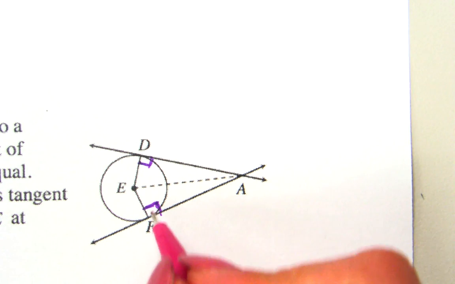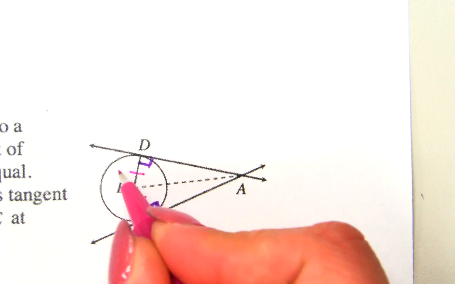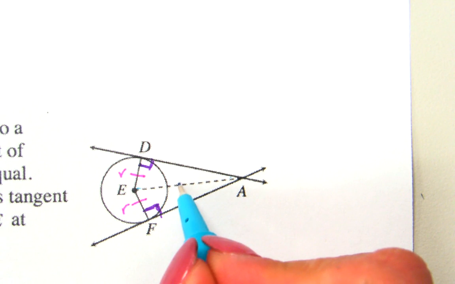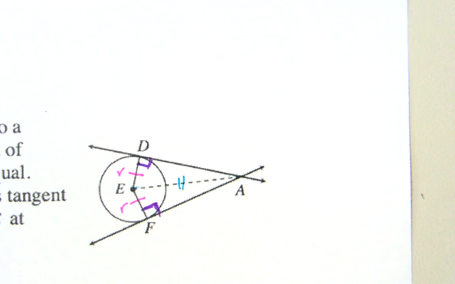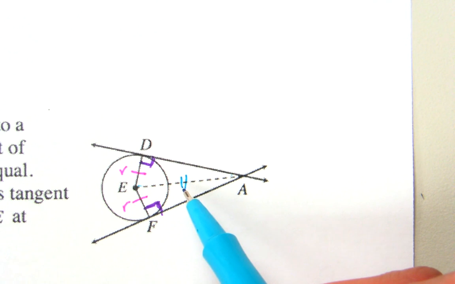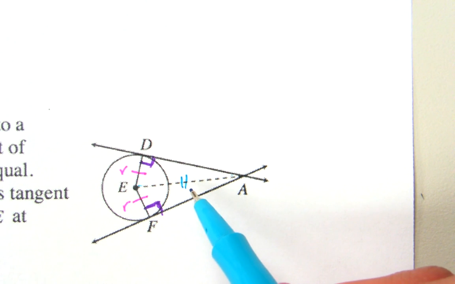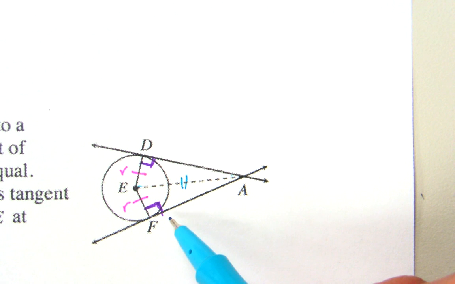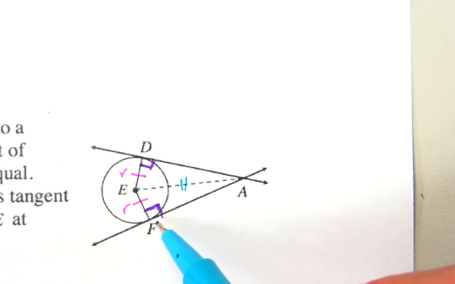So these are radii, so they're going to be equal to each other because they're both radii. And then you also have this line E to A, which is congruent to itself. So technically you have two triangles, and the reason they're congruent is, if you look at it, it'd be side-side-angle, but we don't really have side-side-angle as a postulate, but we do have hypotenuse leg.